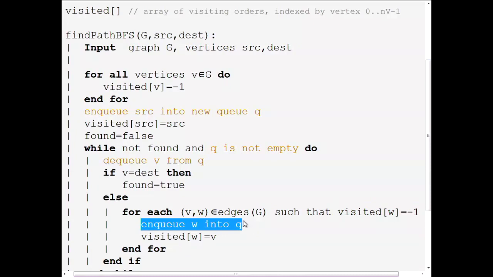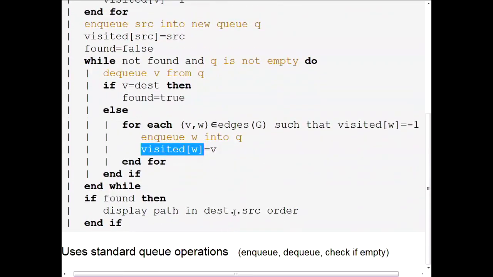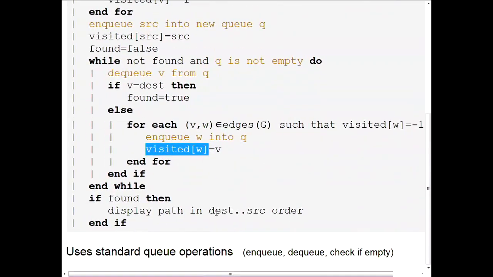We do that in such a way that we use that visited array and assign the predecessor V, where we just came from, to that array, in order for us to be able to recover the path in the end when the algorithm terminates. Well, that works exactly like the depth-first search with the stack. Now here with the queue, we use standard queue operations: adding an element to a queue, taking an element off the queue, and checking whether the queue is empty.